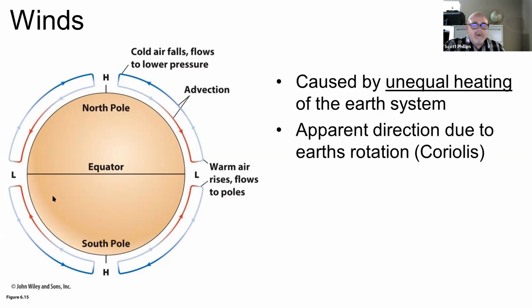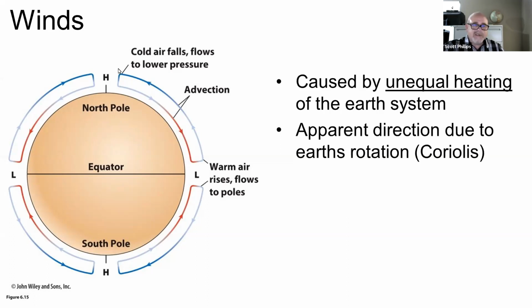This is a theoretical Earth that is not spinning. If the Earth was not rotating, then we would have differences in temperature between the equator and the poles. At the equator, you would have warm air that's rising like a hot air balloon. And as it's rising, it's going to be pushed outward up in the upper atmosphere to the poles, where it would become high pressure.